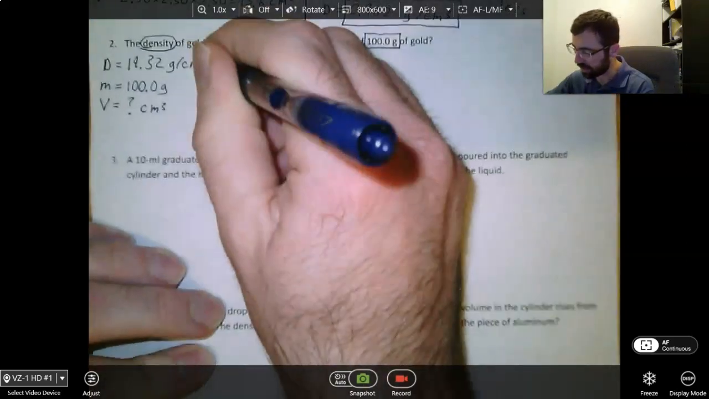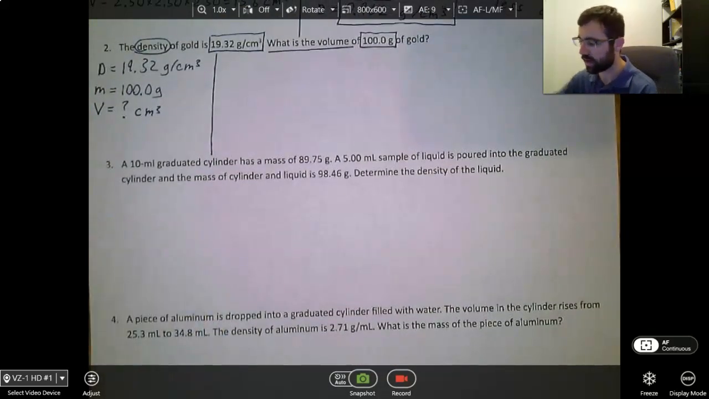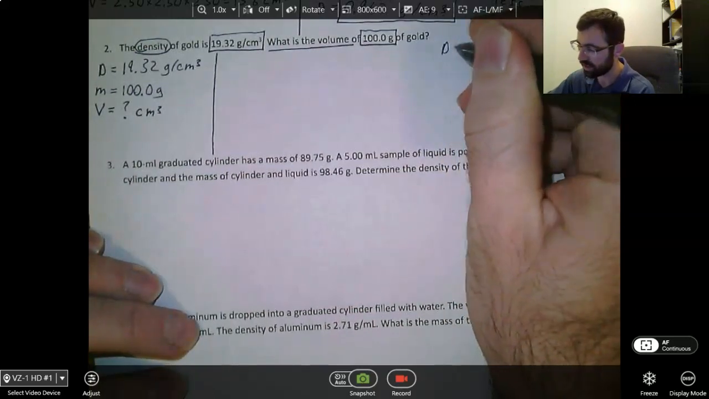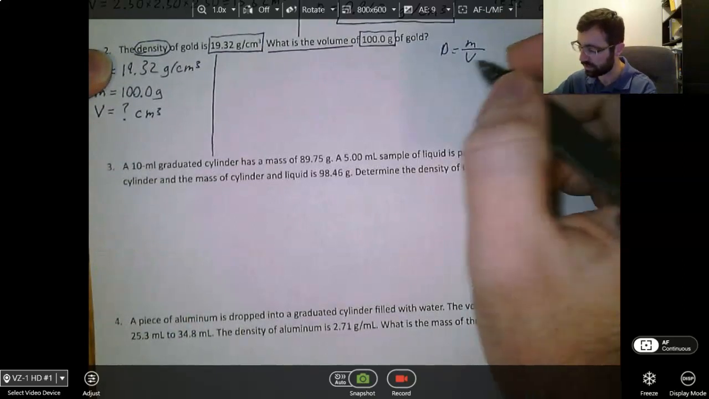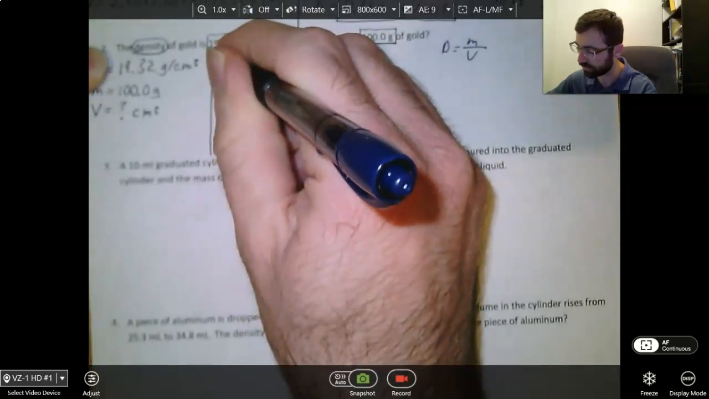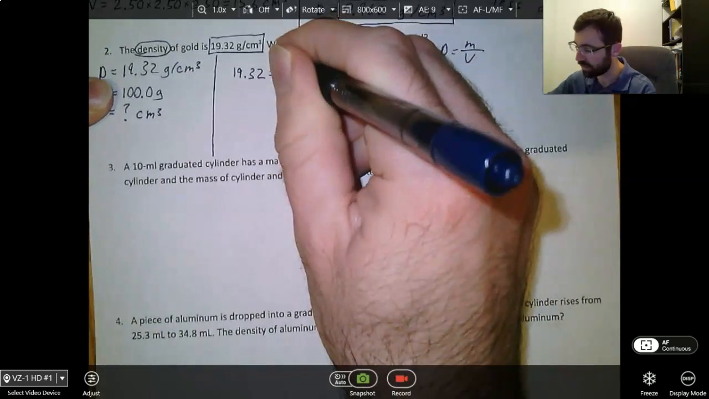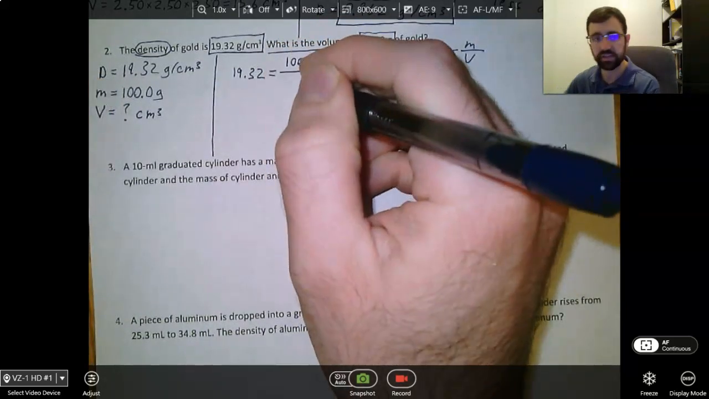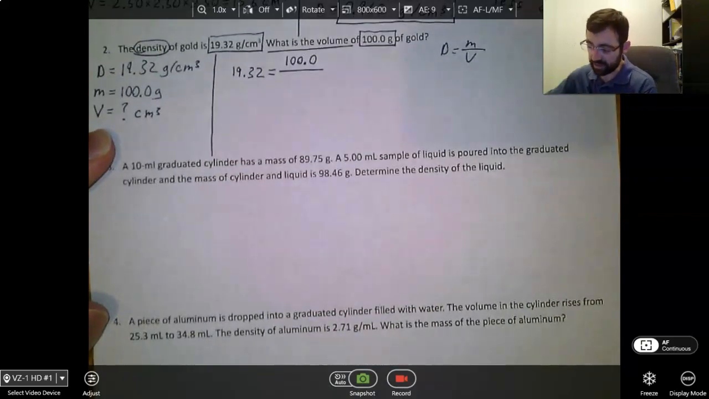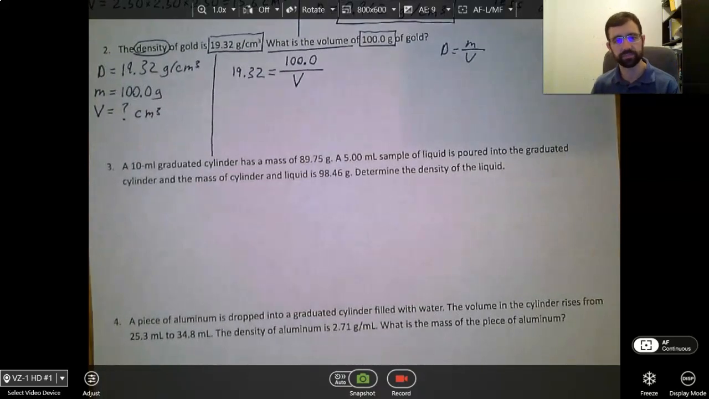All right, let's set up our equation. Density equals mass over volume. That's our equation, D equals M over V. So I'm just going to plug things in. Density is 19.32 equals, and then mass is 100.0 over V. Since it's unknown, I'm just going to write V like I did in the original formula. And then we're going to solve for V. We need to rearrange to solve for V.